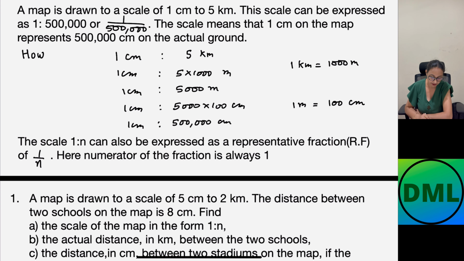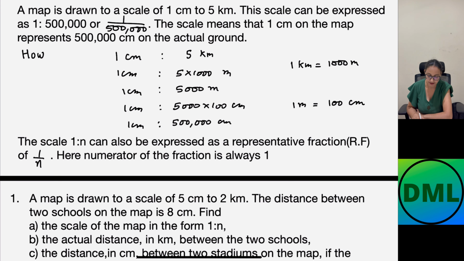The scale 1:n can also be expressed as a representative factor, which is written as RF of 1/n. Here the numerator of the fraction is always 1. You have to be careful with that. The numerator should always be 1. If it is not 1, you have to make it 1 first and then solve the question.